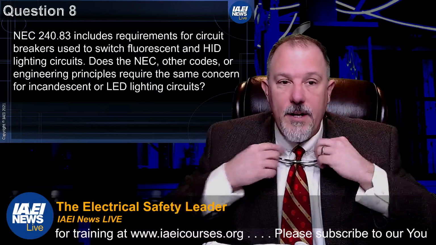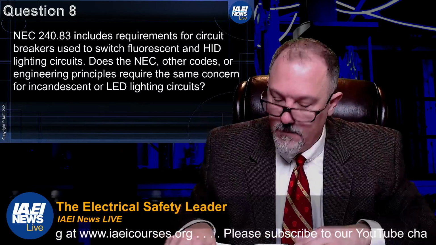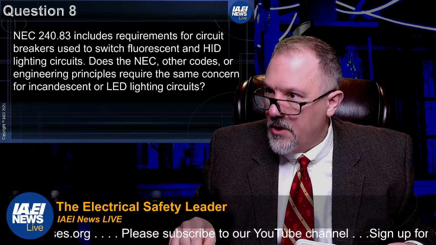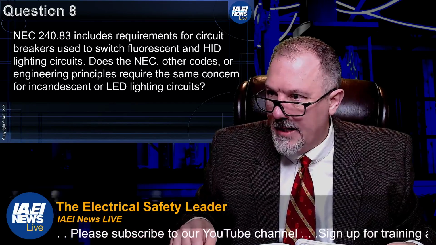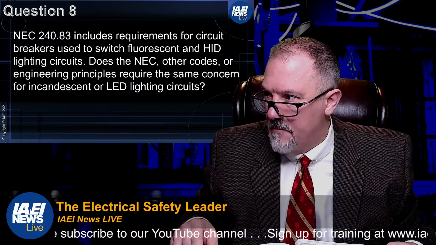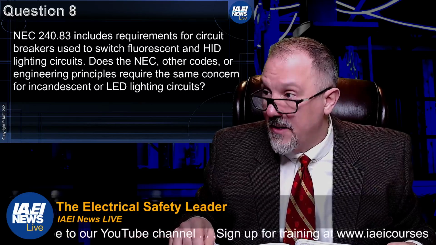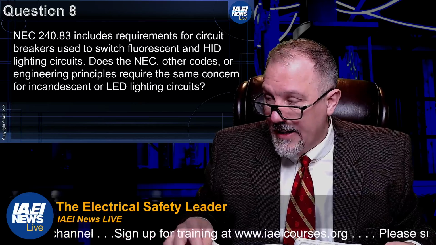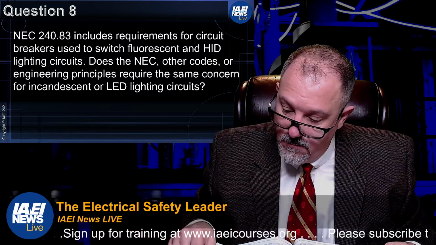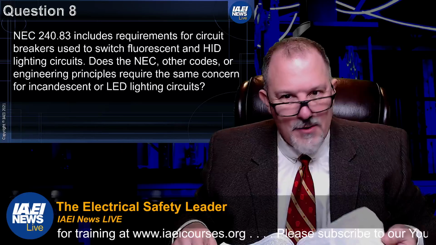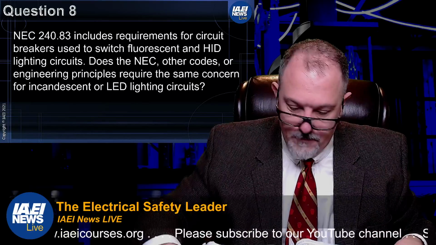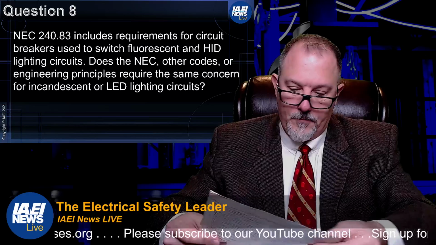Okay, 240.83. 240.83 includes requirements for circuit breakers used to switch fluorescent and HID lighting circuits. Does the NEC, other codes or engineering principles require the same concern for incandescent or LED lighting circuits? I know some of the reasons why these are posed.